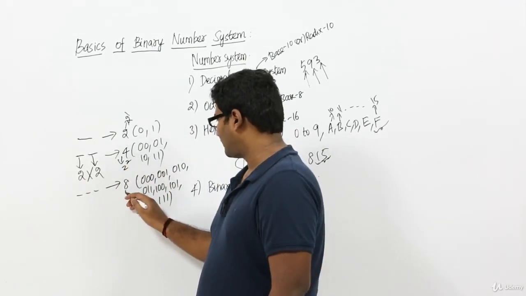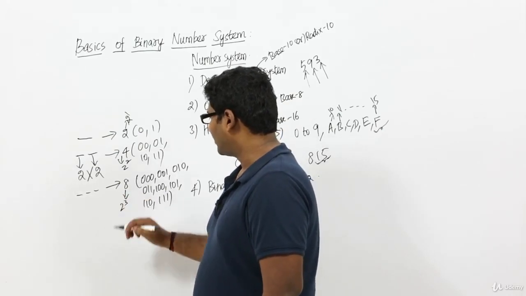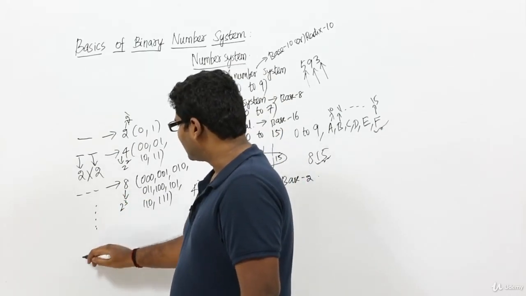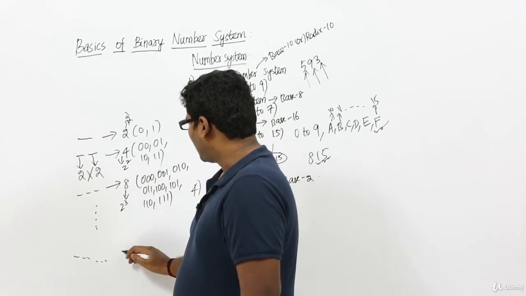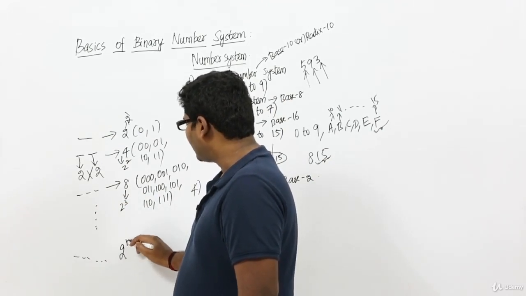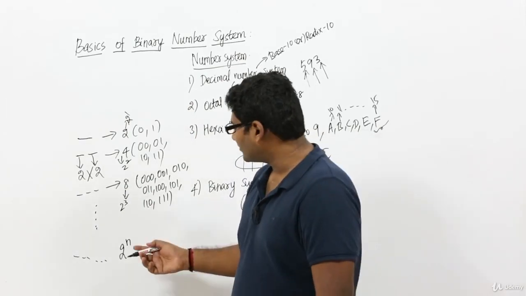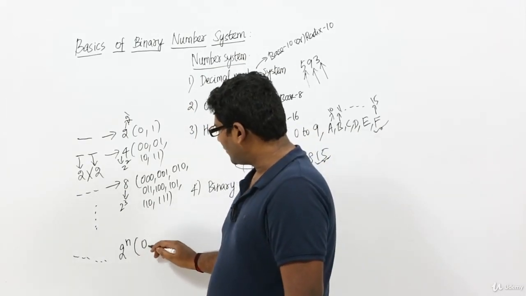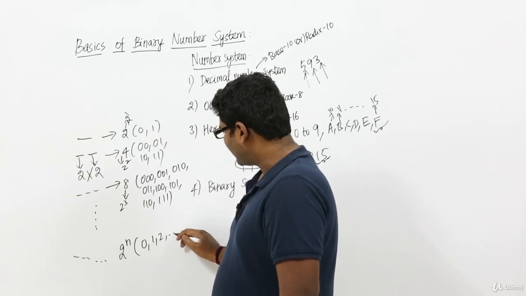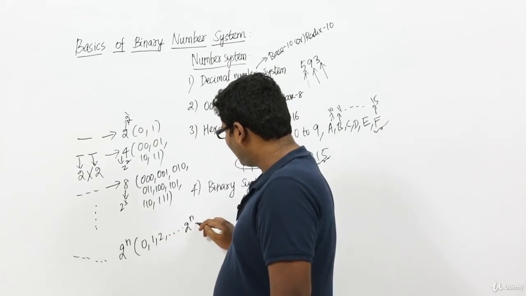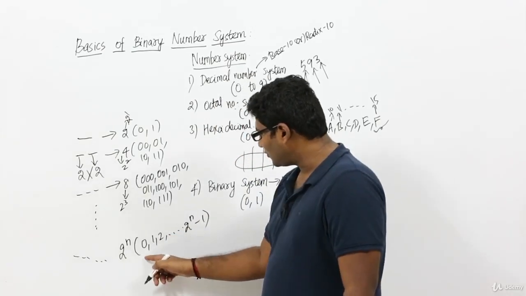With 3 bits I can represent 2 power 3 numbers. Similarly, with n bits I can represent 2 power n numbers, and what are they? They start from 0, 1, 2 and so on up to 2 power n minus 1. These are the 2 power n numbers.